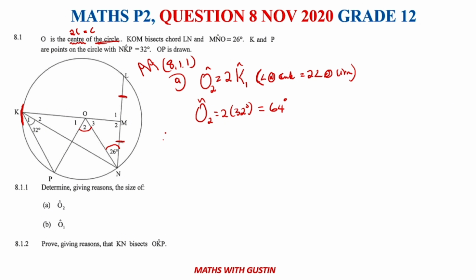All right, let's come here. B, they're asking us to calculate O1. First of all, let's see where O1 is. O1 is here, sitting there. So let's have a look at this one. Let me see, there's something that we can use here to find this one.